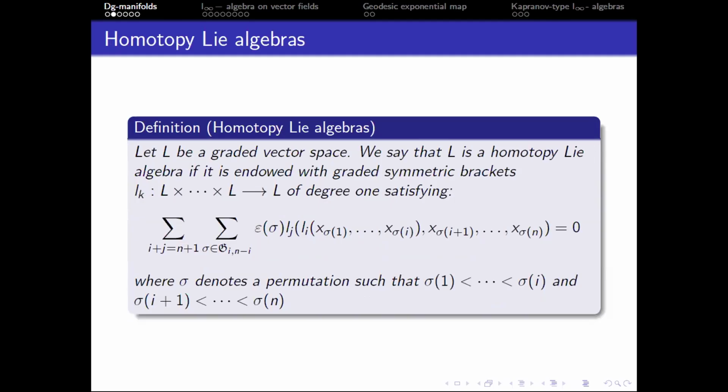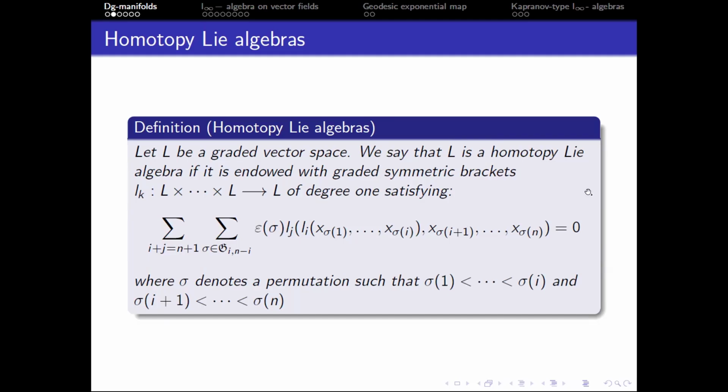Now, let me introduce what we mean by homotopy algebras. This is the same as an L-infinity algebra. It's just an equivalent name for the same object. For this, we need a graded vector space L. And when this graded space is endowed with higher brackets, by this I mean multilinear maps of degree k, that satisfy a generalized Jacobi identity, then this is what we mean by an L-infinity algebra.